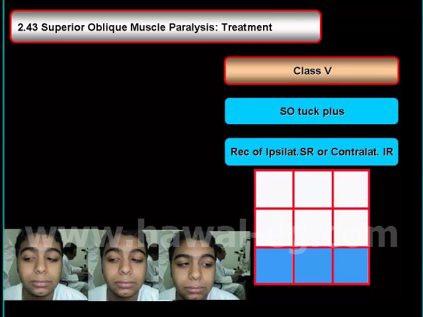Class 5: hyperdeviation across the bottom can be the pattern in a long-standing acquired superior oblique palsy. Surgery: if the vertical deviation is around 20 prism diopters, the ipsilateral superior rectus is recessed, and either the superior oblique is tucked, the yoke inferior rectus is recessed, or the ipsilateral inferior oblique is weakened.